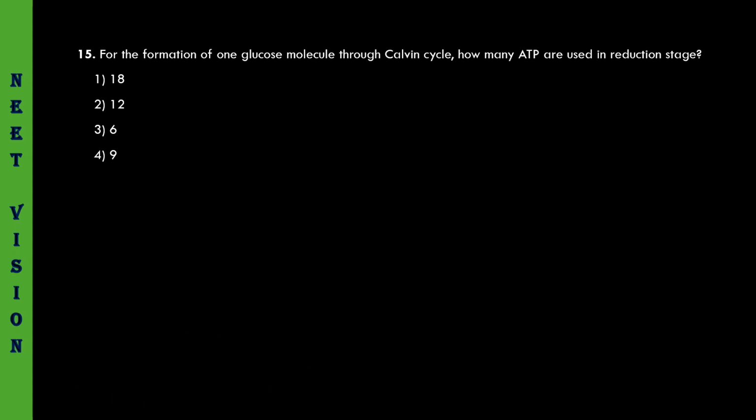For the formation of one glucose molecule through the Calvin cycle, how many ATP are used in the reduction stage? In the Calvin cycle, for the formation of one glucose, 18 ATP and 12 NADPH are used. Out of 18 ATP, 12 ATP are used in the reduction stage and 6 ATP in the regeneration stage. Neither ATP nor NADPH are used in the carboxylation stage. Right? So the answer must be 2 here. Let us see which answer is given.